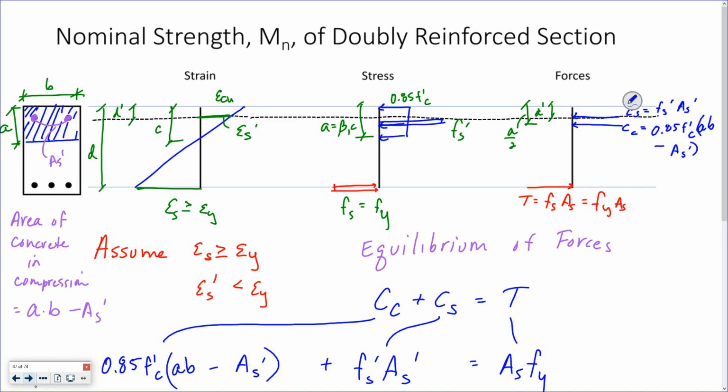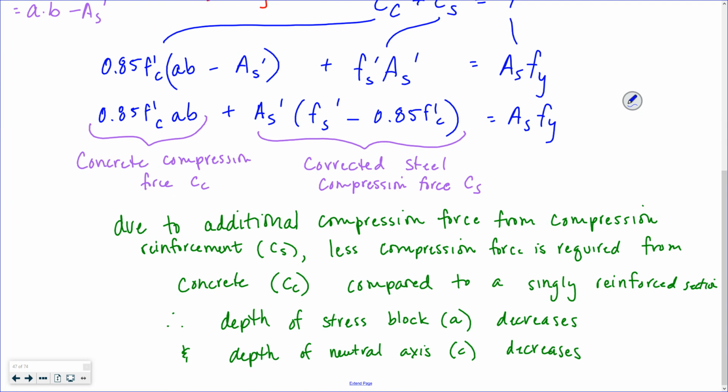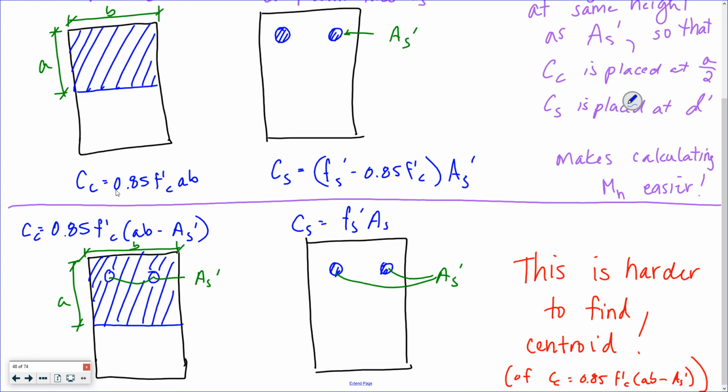So we were talking about how to calculate the nominal strength of your doubly reinforced section. We just said we found our C sub C, which was 0.85 f'c a b, and our corrected steel compression force, A's f's' minus 0.85 f'c. We did that so that we can make this calculation a lot easier. It's easier to find the centroid of a rectangle than a rectangle with two holes in it.